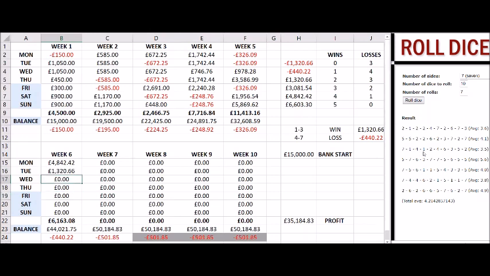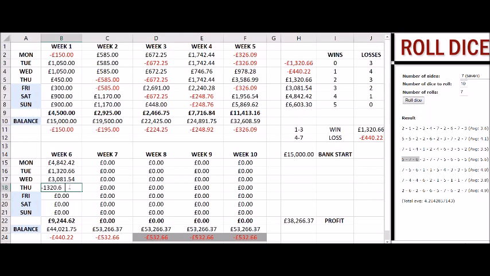Wednesday, 3 wins, 3081.54. So virtually, because each win is now over sort of £1,000, it really is now making huge differences to our bank. There we had 3 losses, so that's minus 1320.66.